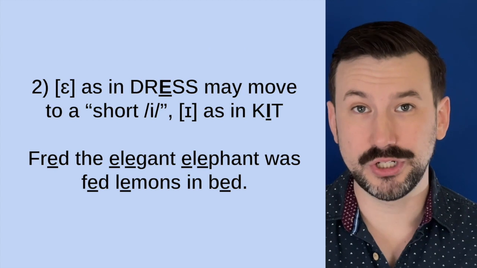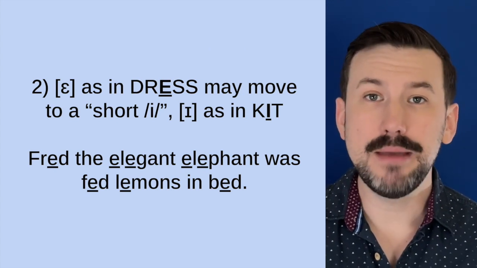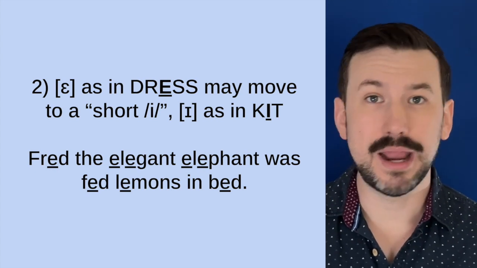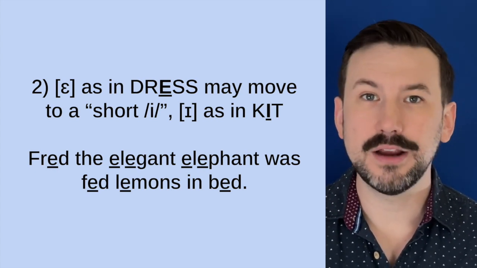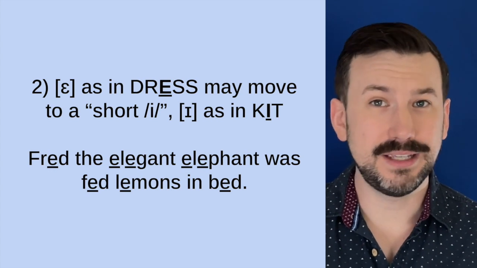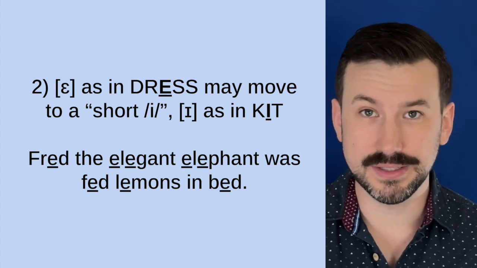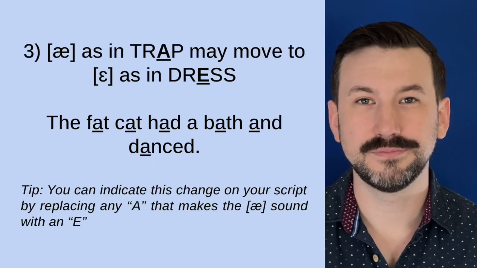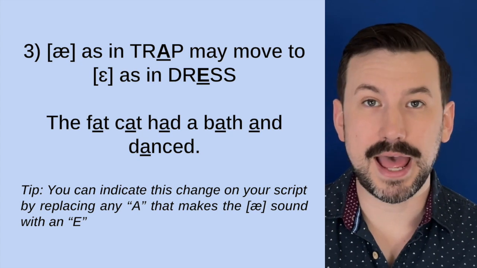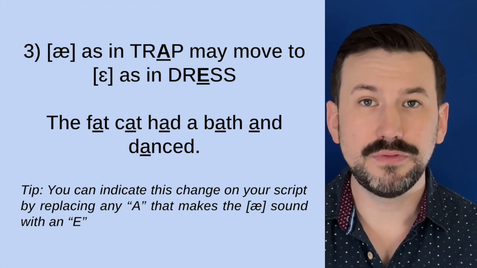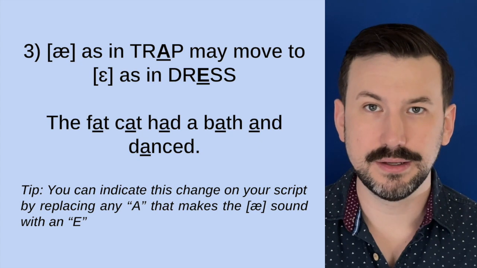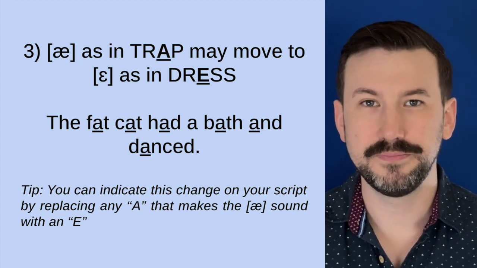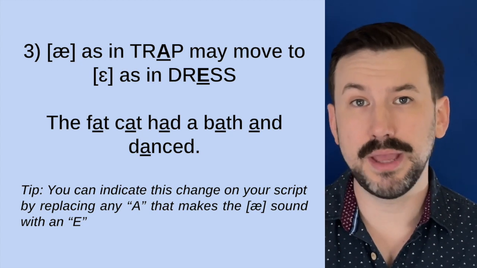For our next vowel shift, e, as in dress, may move to a short I, as in kit. So dress may now sound like dris. Here's the tongue twister. Fred the elegant elephant was fed lemons in bed. Next, the front vowel a, as in trap, may move to e, as in dress. So trap may sound like trep. Here's the tongue twister. The fat cat had a bat in the sand.